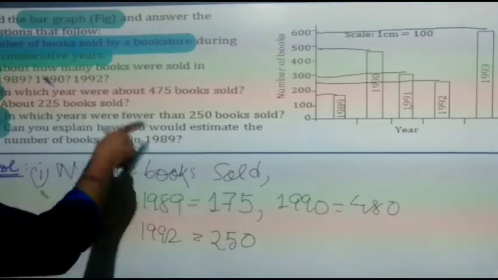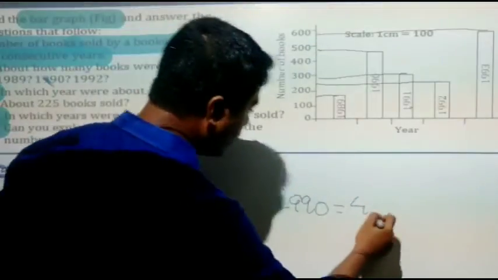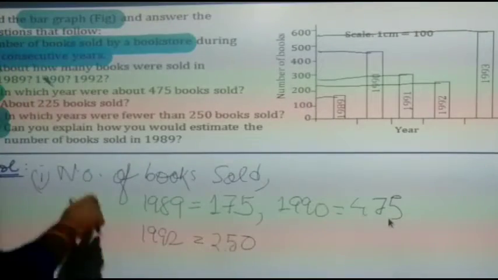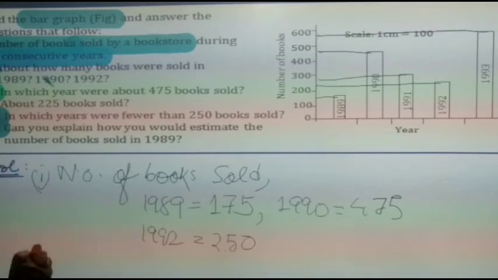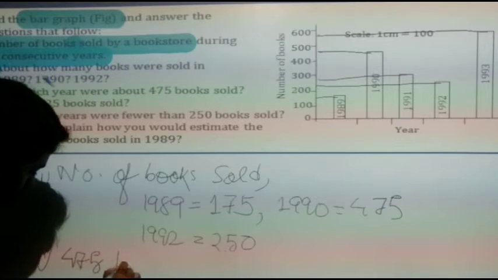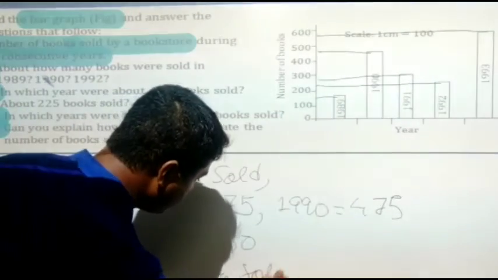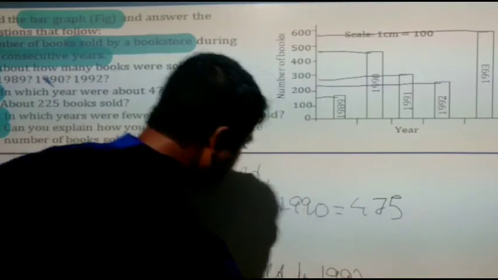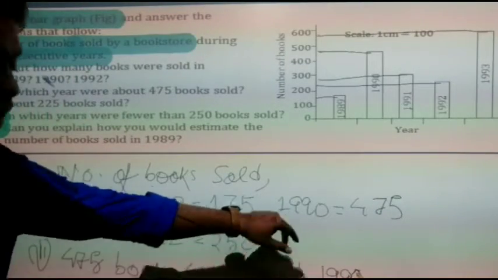Okay, here in the question it is given 475. What we can do? We can write this as 475. But remember that this is not the exact value. Now, next it is given in which year about 475 books sold. You have to write the answer for number 2. 475 books were sold in 1990. Sorry, it is 1990. In the year 1990, as you can see here.